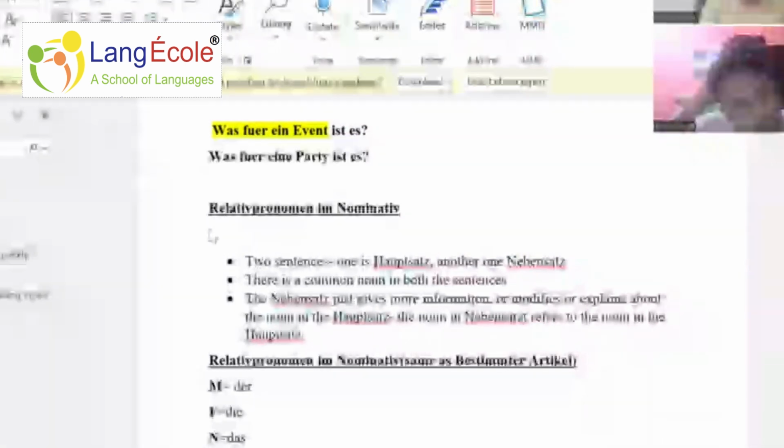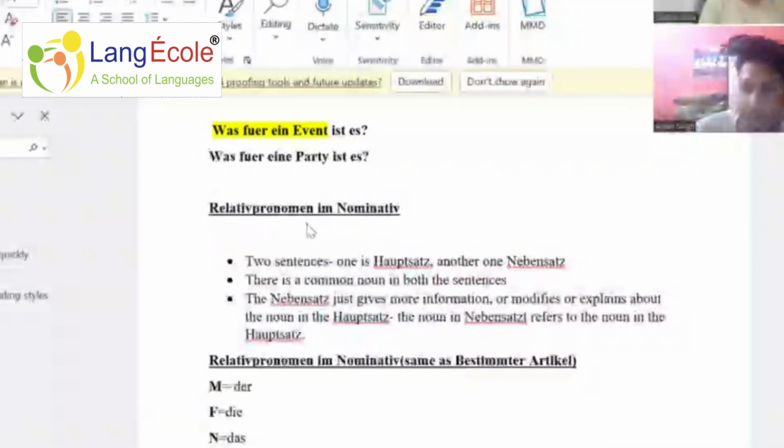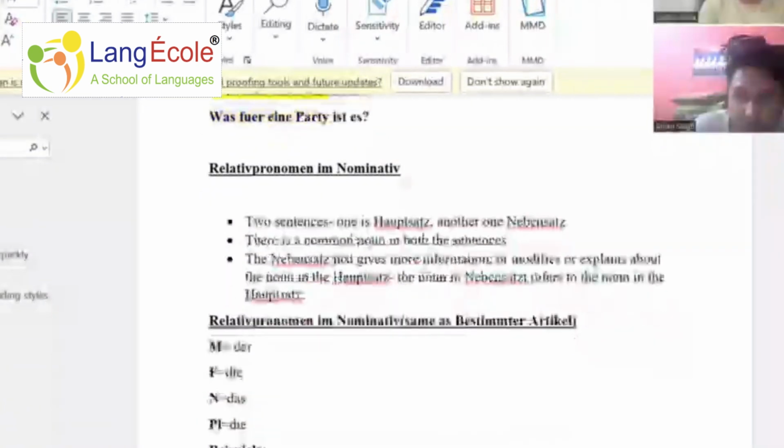Okay. So, the next topic that we have is relative pronoun in nominative. As I said, we have relative pronouns in every case. Right now, we are proceeding with your normal nominative. Then you will have accusative, dative, and then genitive. So, what are these relative pronouns? As I said, we also have the usage of relative pronouns in English when there is a repetition.